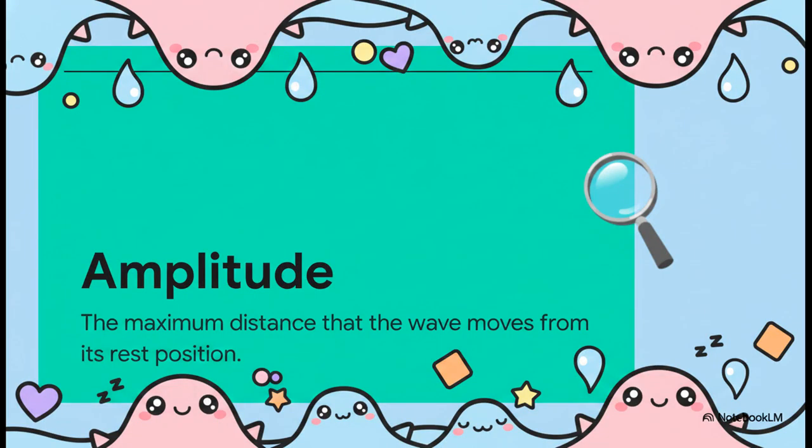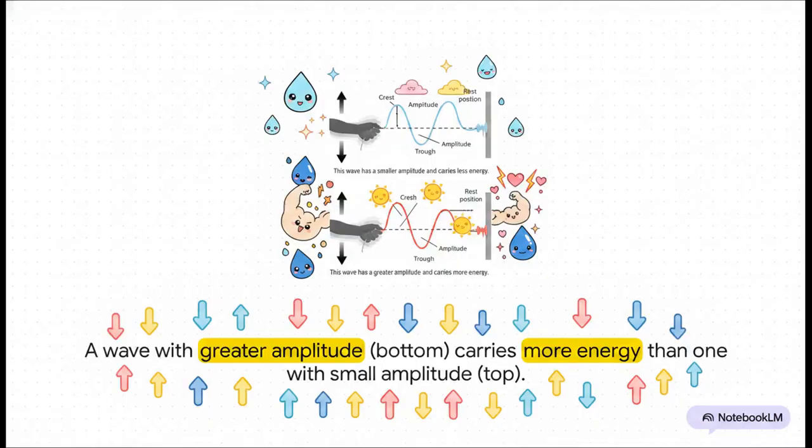For a simple transverse wave, it's just how far the particles get pushed from their normal resting spot. You can think of it as how high the peak of the wave is. And here's the key: it's a direct measurement of how much energy that wave is carrying. And this shows you exactly what I mean.